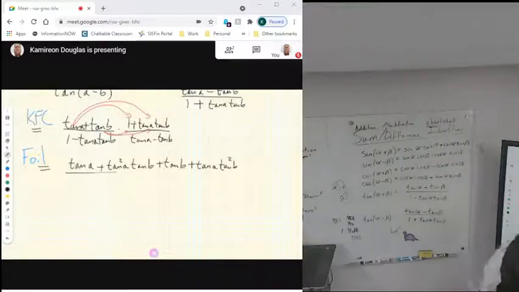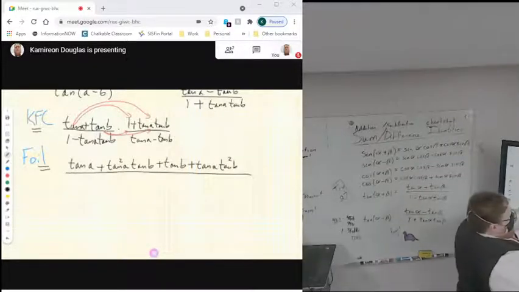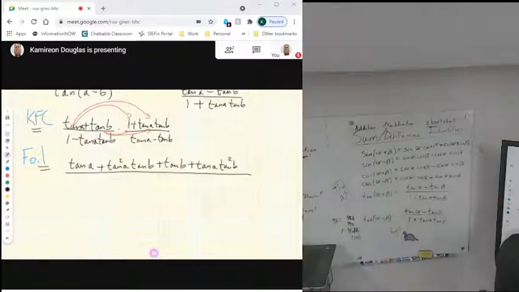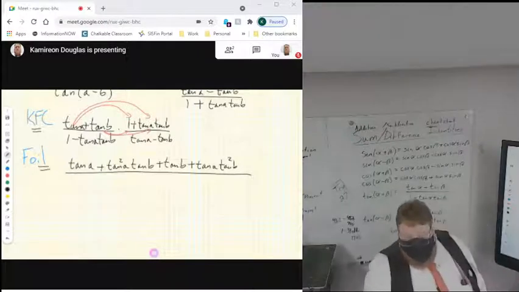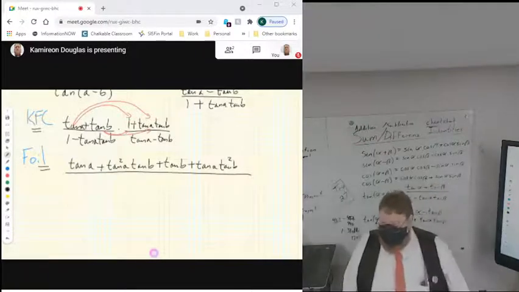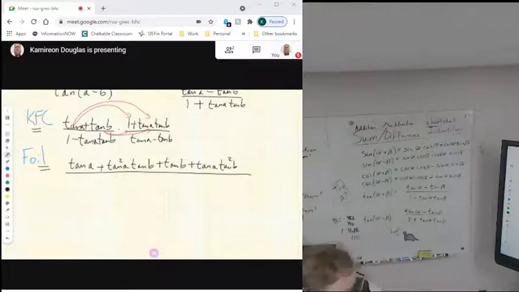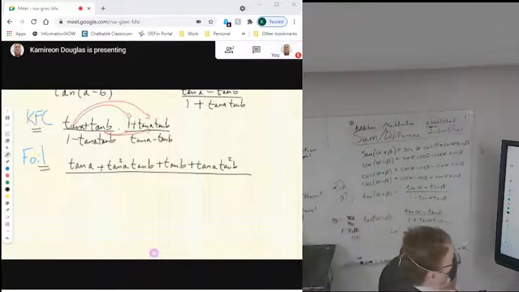So I have FOILed the top, leaving me with 4 terms. Tangent of A, tangent A squared tangent B, tangent B, tangent A tangent B squared. It looks nasty now, but my hope is this will eventually simplify into something much nicer. On bottom, let's see what happens.